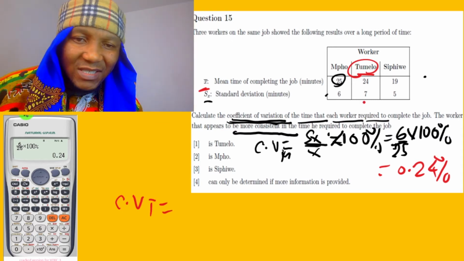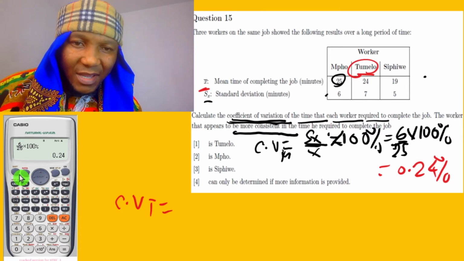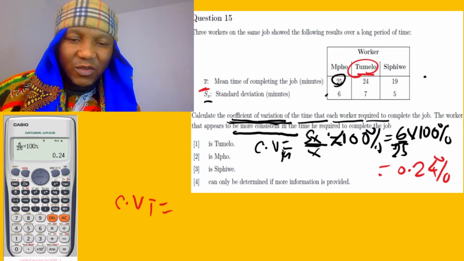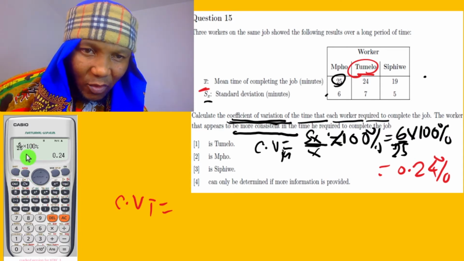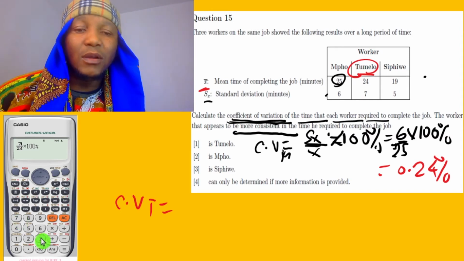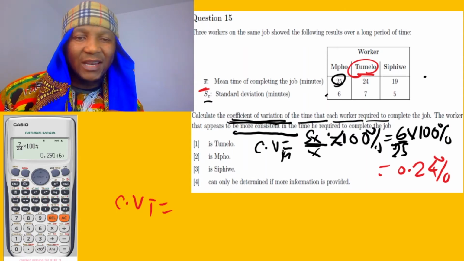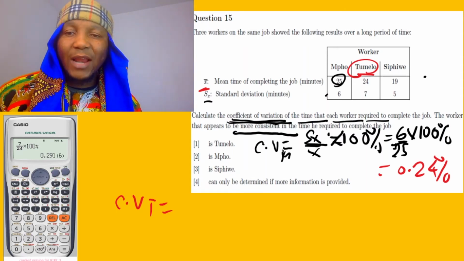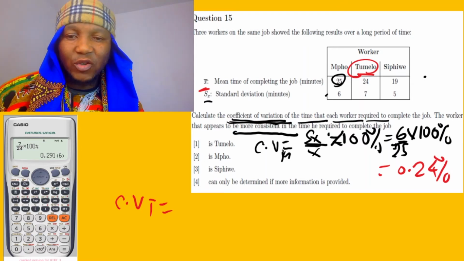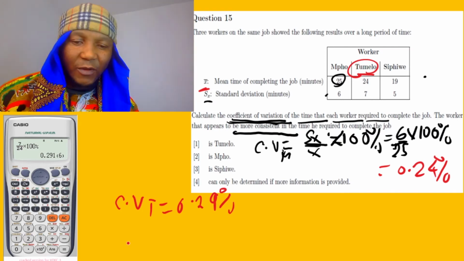We say 7 over 24, because we must take the standard deviation over the mean. So I'm not going to do everything; I'll just delete the 24 and put 7. This is going to give us 0.29, so the coefficient of variation of Tumelo is 0.29%.